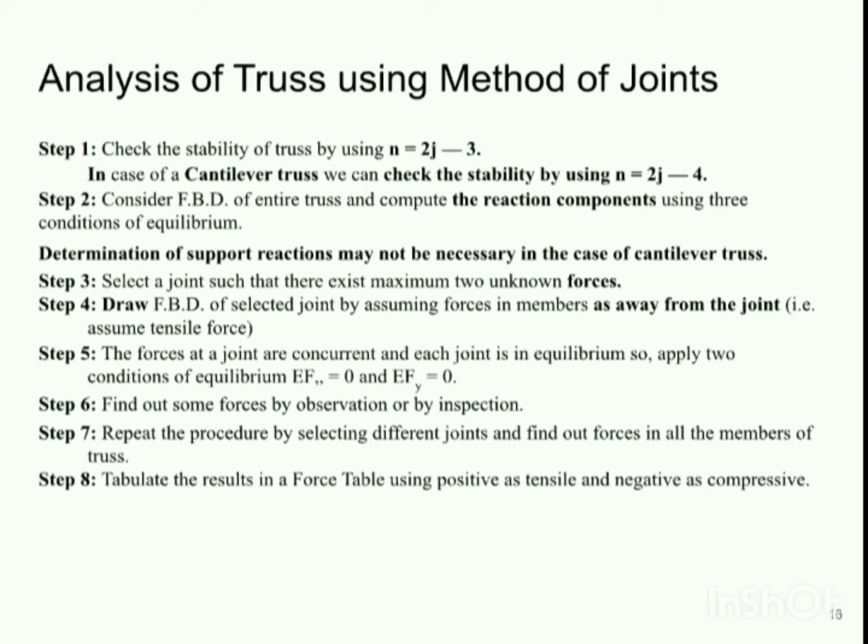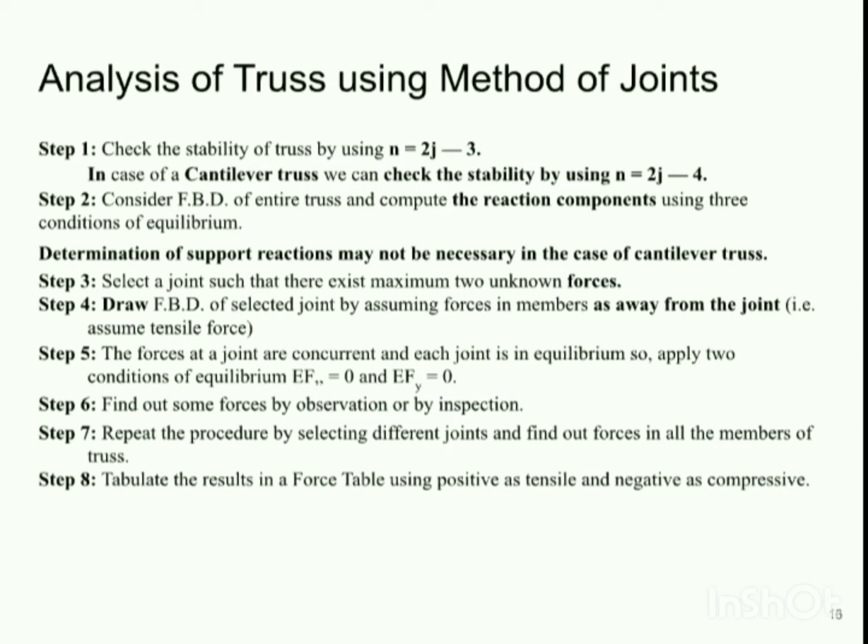There are 8 steps. The first one is to check the stability of the truss. As we have seen, n is equal to 2j minus 3, where n is nothing but the number of members in a truss. We can also write m in place of n. In case of a cantilever truss, we can check the stability by using n is equal to 2j minus 4. The second step, we need to draw the FBD of the entire truss, mark the reaction components, and then apply conditions of equilibrium to find out the magnitude of the support reactions.